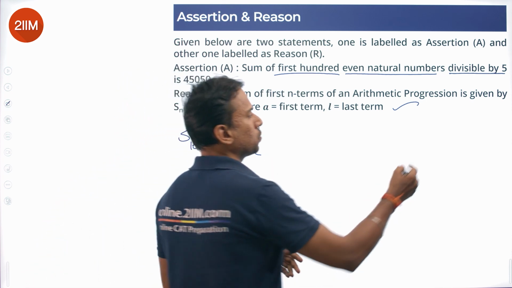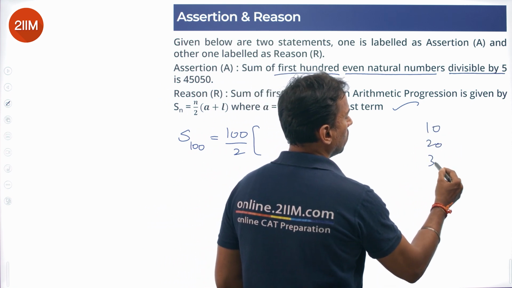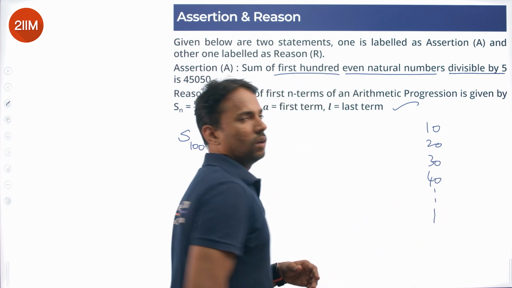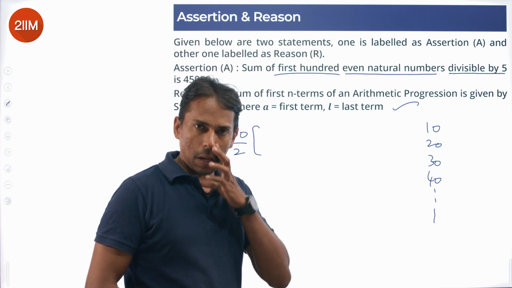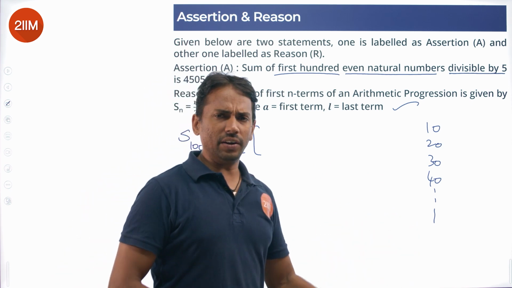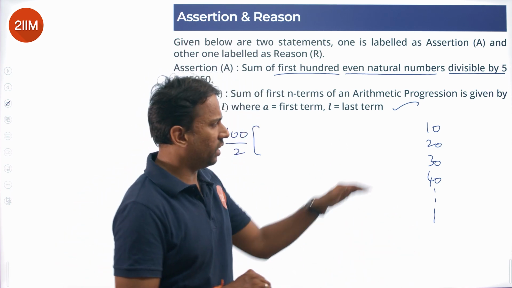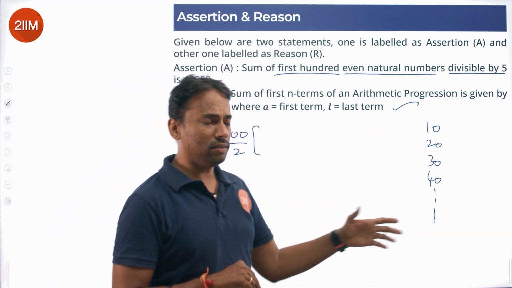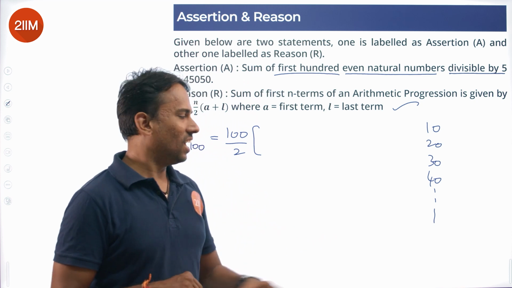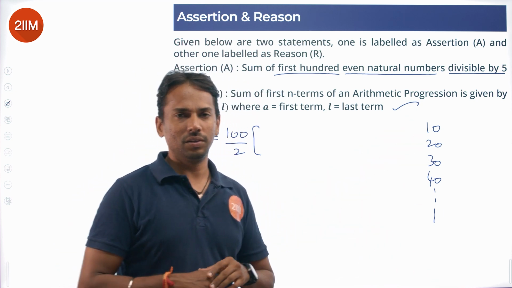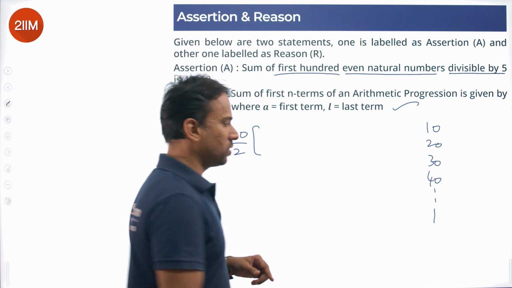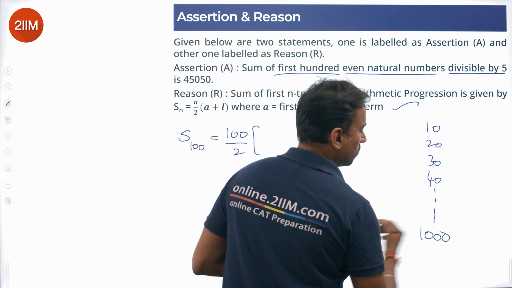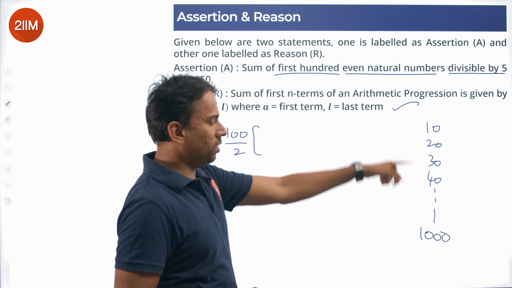That means our list will have 10, 20, 30, 40. Like this way, we should take 100 numbers. Guess what will be the 100th number here? If we write this way, will it be 100? No, no chance. 100 will be the 10th number itself. You are looking for the 100th number, which will be 1000. So the list will start from 10 and end with 1000.